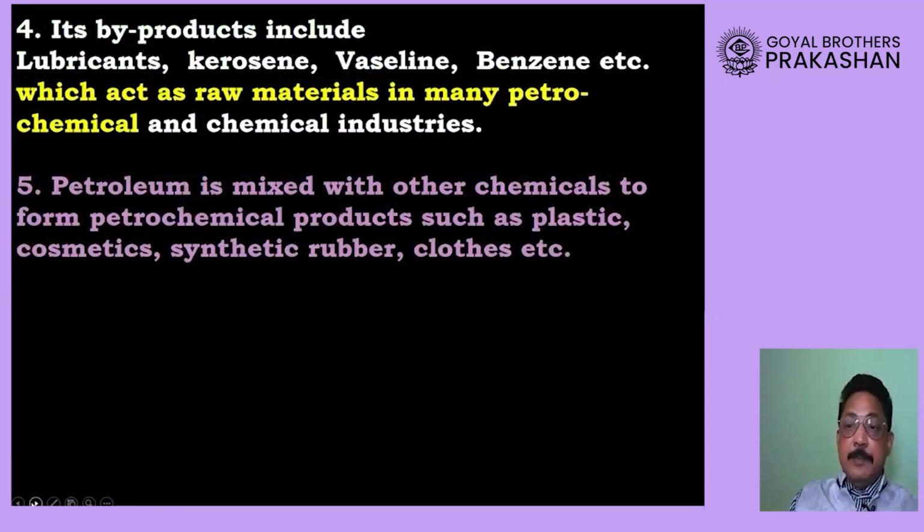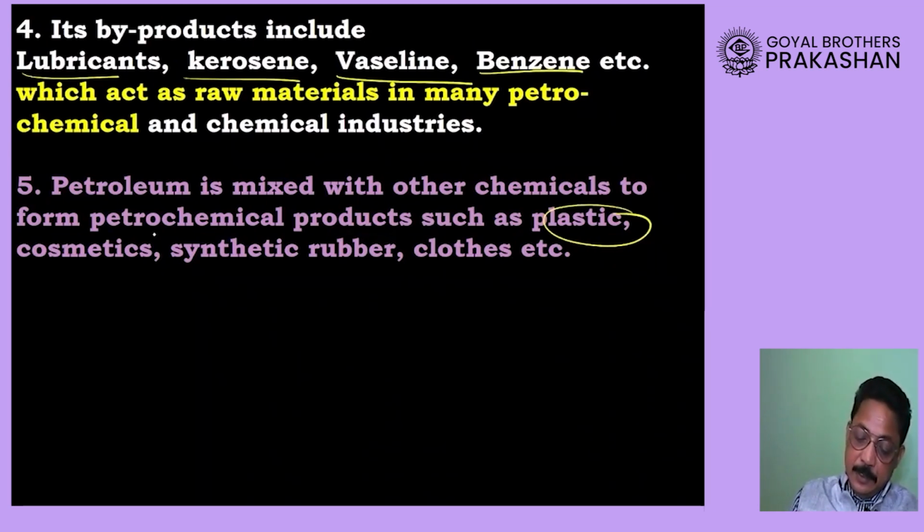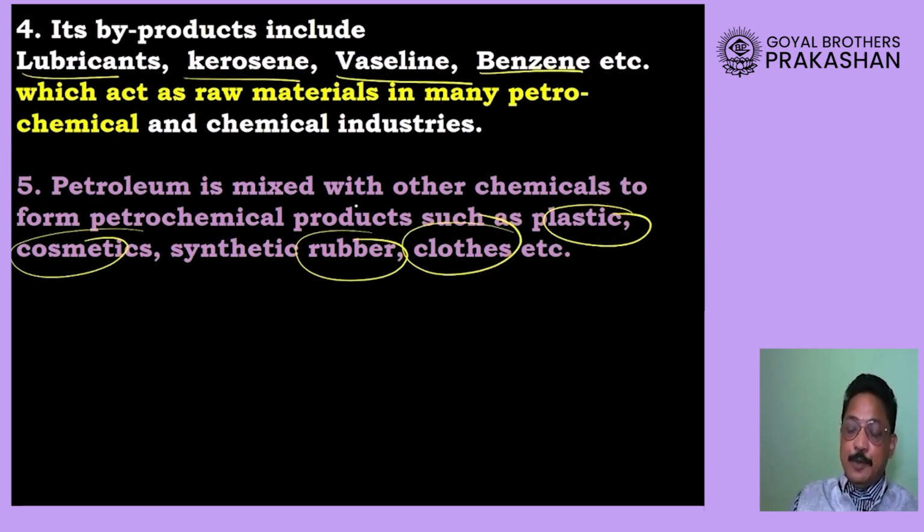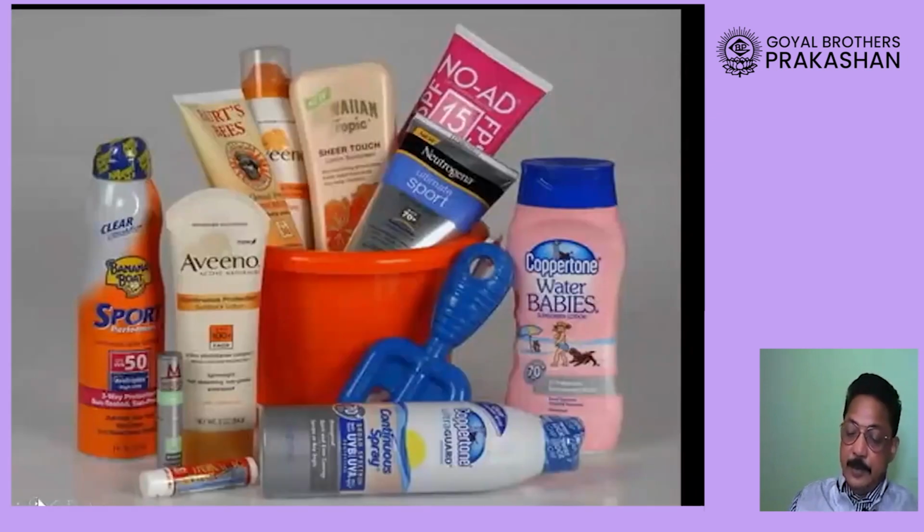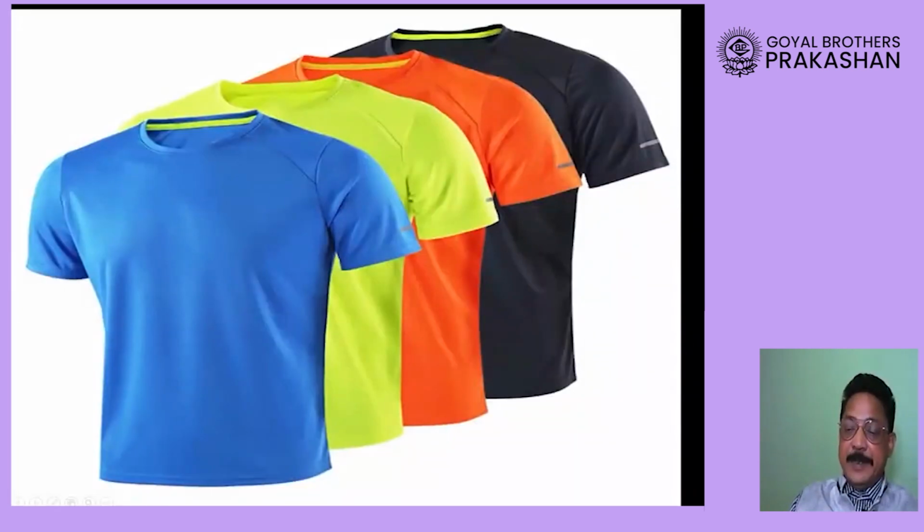Now, the byproducts of petroleum have many uses, to make lubricants, kerosene, Vaseline, benzene, and so on. Then this is also used, dear students, for making plastic, cosmetics, synthetic rubber, and even for making clothes. We saw a picture some time back. You can use it for making cosmetics or toiletries, the ingredients that are used for making soap and face wash and so on.